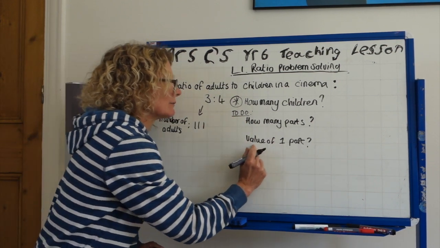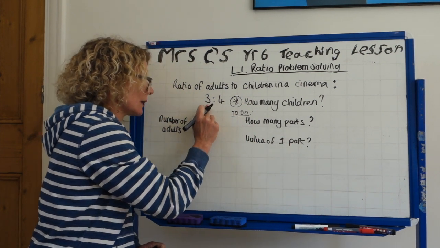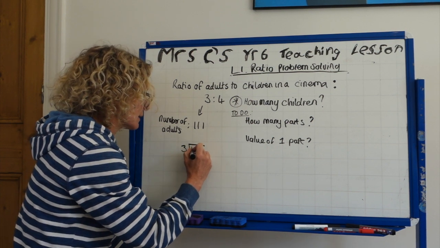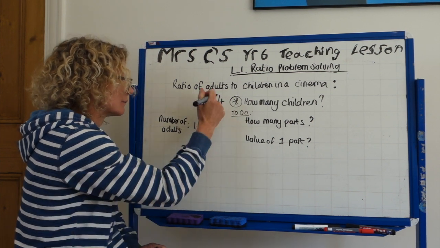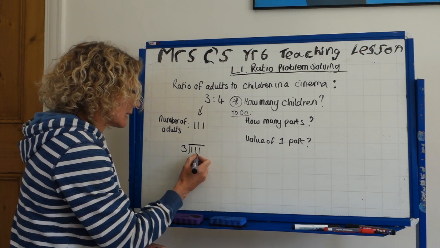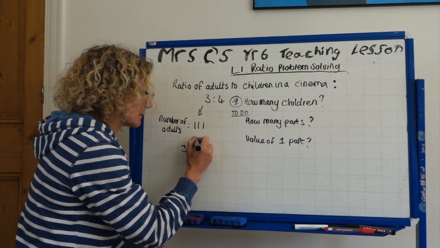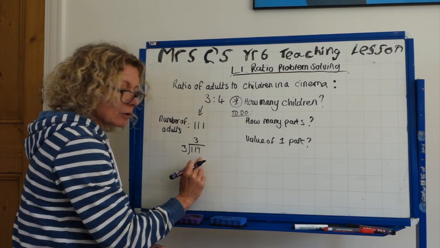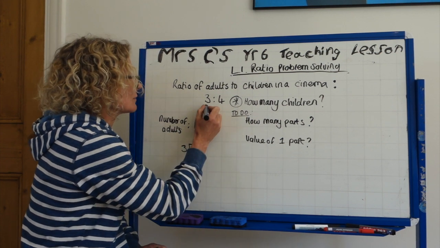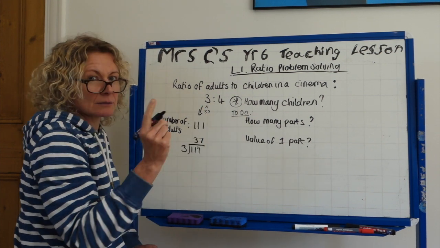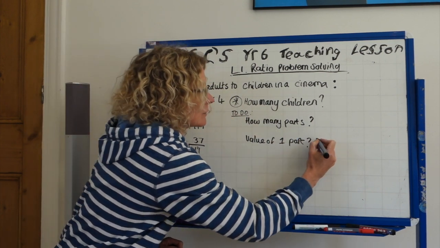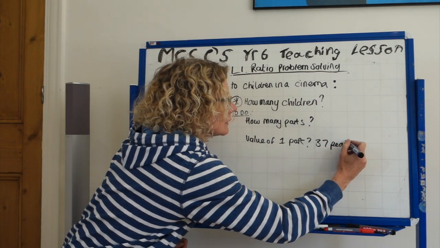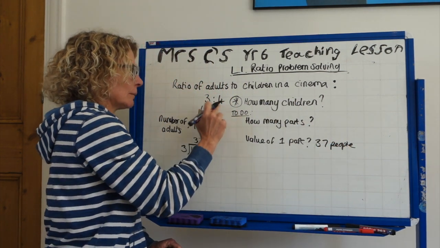Okay, so let's find out the value of one part. What have you done to the 3 to make it into 111? You need to find out how many times it goes in, how many times you have multiplied it. 3 into 11 goes 3. Remainder 2. 3's into 21 go 7. Okay, so you've timesed it by 37. Remember that. Okay, 37 people per portion.